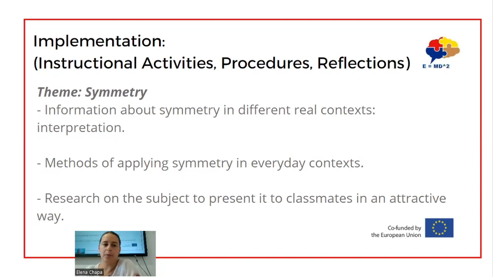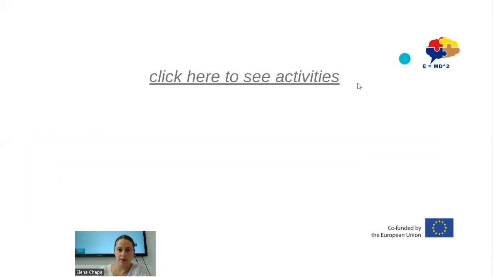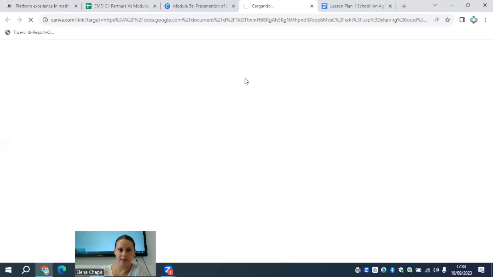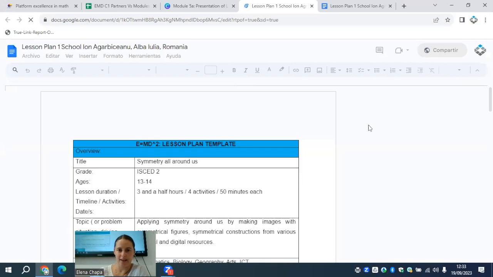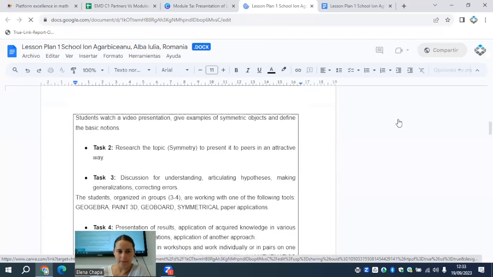Implementation for our theme, the symmetry: information about symmetry in different real contexts, interpretation, methods of applying symmetry in everyday contexts, and research on the subject to present it to classmates in an attractive way. I will click here to see the activities I was telling you about.